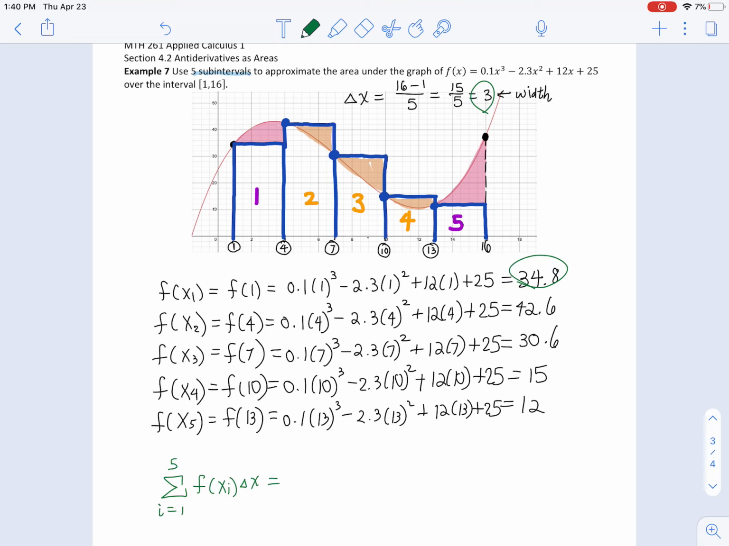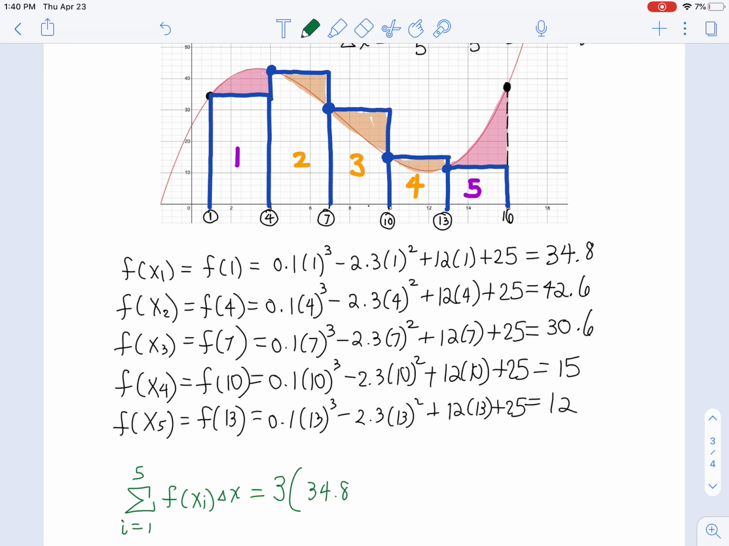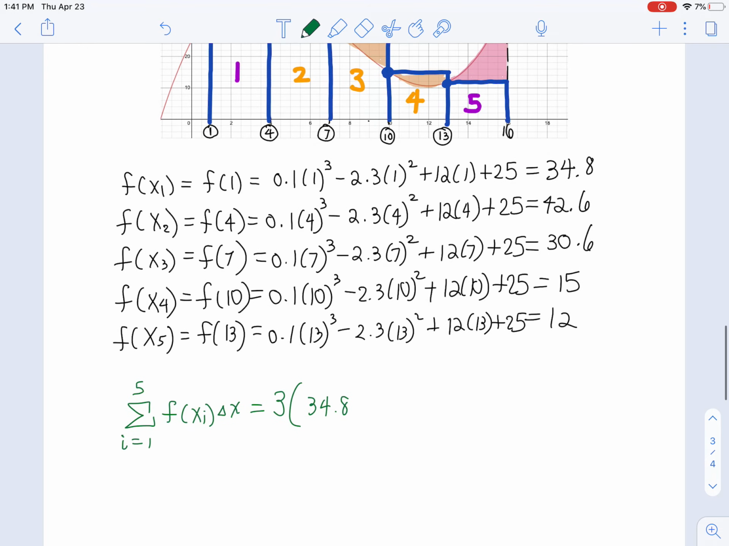Let's go ahead and find the area. Summation notation as i goes from 1 to how many rectangles do we have? 5. f of x_i times delta x equals. I was going to multiply 3 times 34.8, 3 times 42.6, 3 times 30.6, and add them all together. But they will all get eventually multiplied by 3, so we're going to just factor out the 3 and add up the heights.